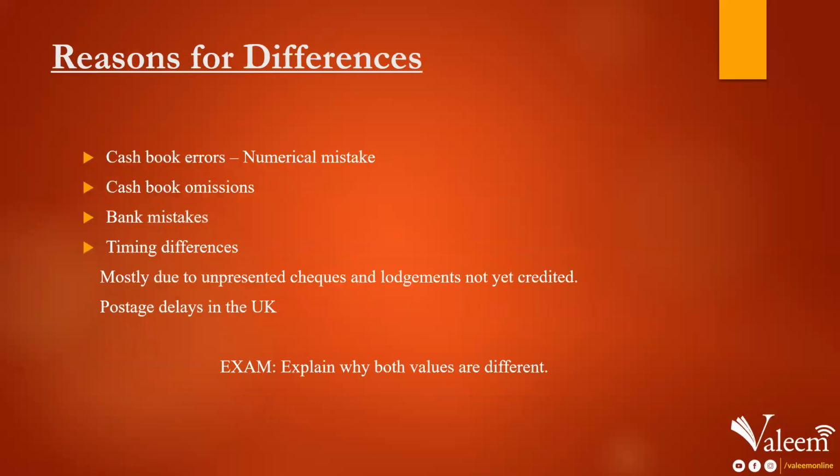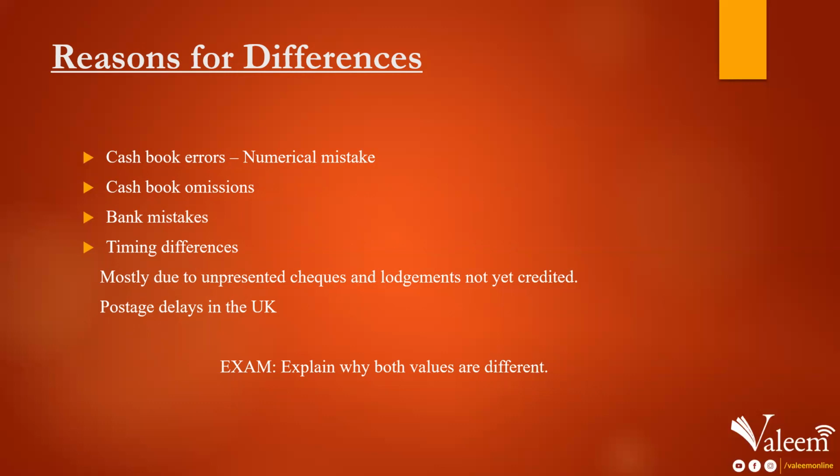So what are the most common reasons for differences between my cash book and my bank statement? One of the most common errors is a cash book error, a numerical mistake. Maybe in my cash book, I intended to write $1,000 received. However, accidentally, I entered $100 only. So this will obviously create a discrepancy from my bank statement.